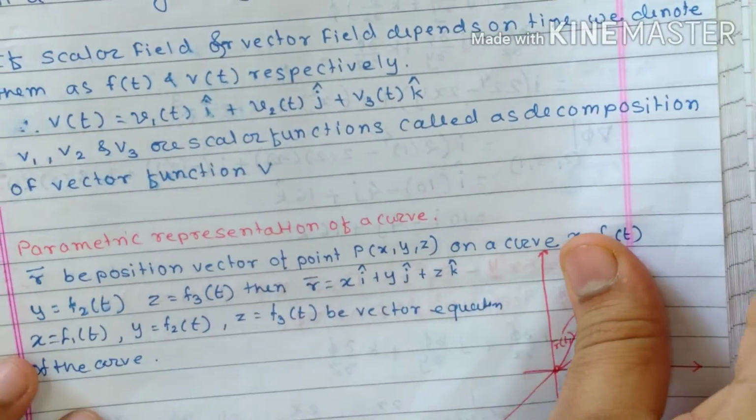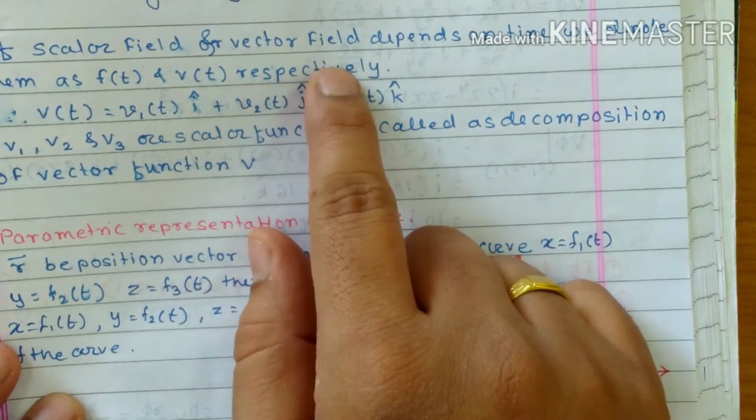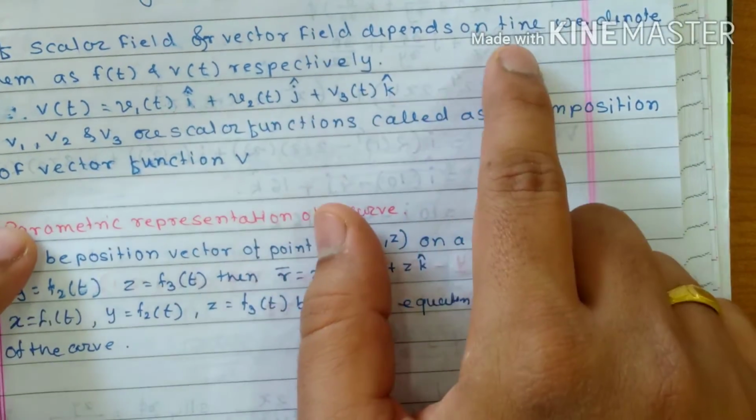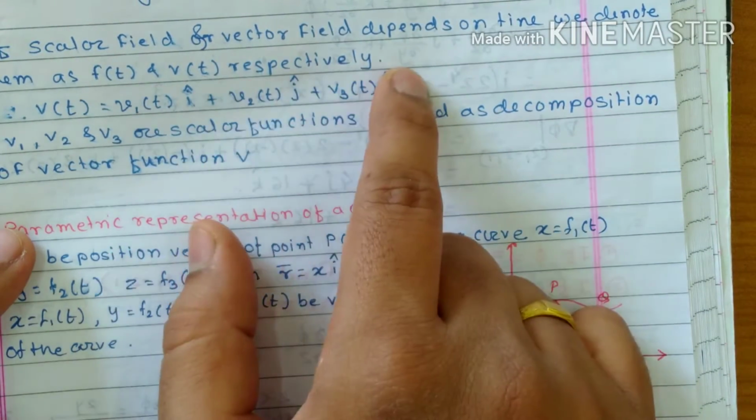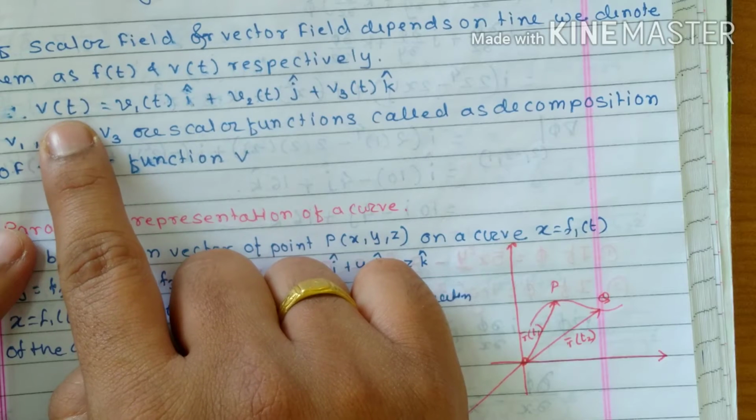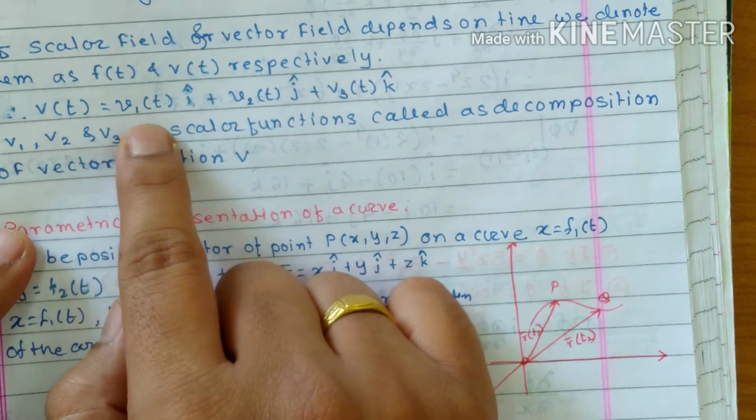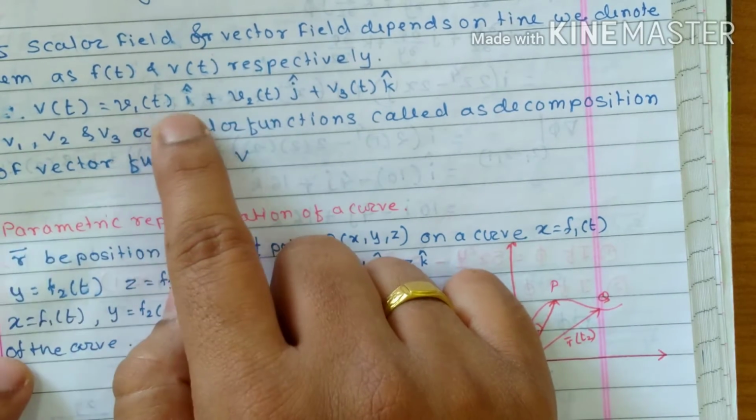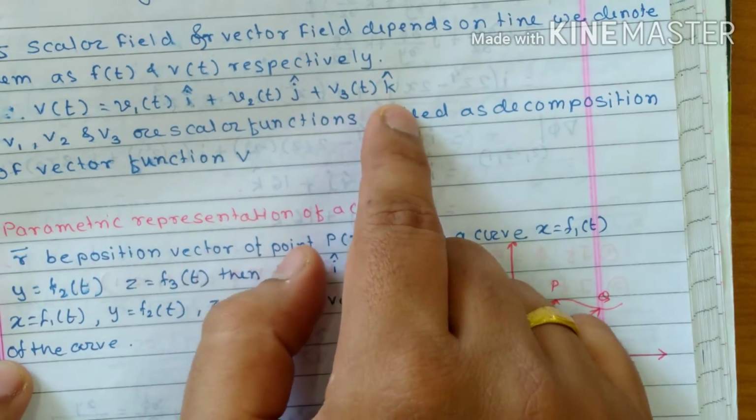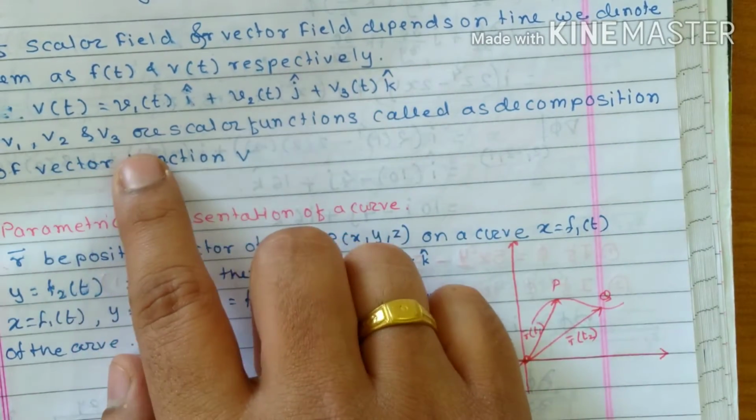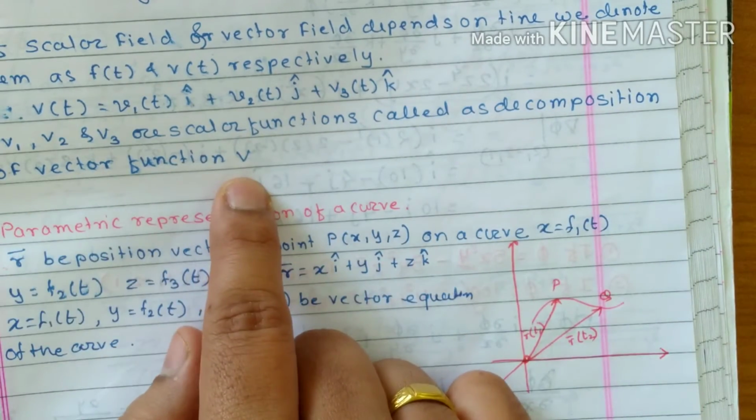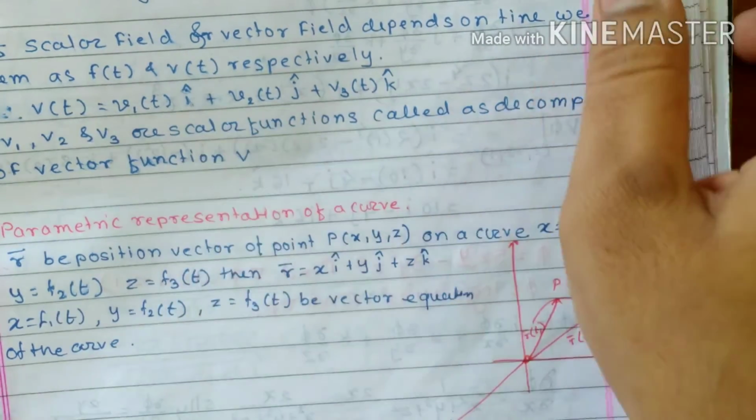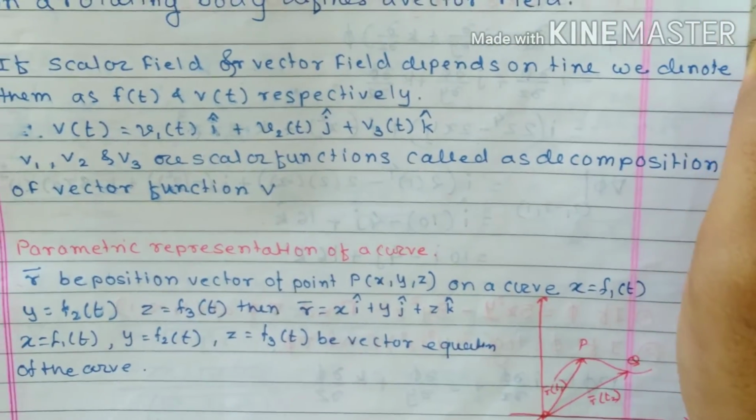If a scalar field and vector field depend on time, we denote them as f of t and v of t respectively. So one can write the vector function as v of t equals v1 of t i cap, v2 of t j cap, and v3 of t k cap. v1, v2, v3 are the scalar functions called the decomposition of the vector function v. So just remember this, they are called the components of the vector.